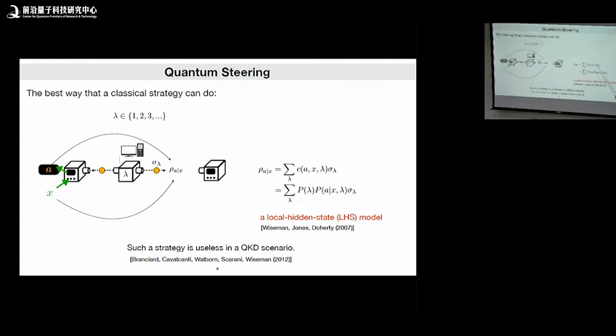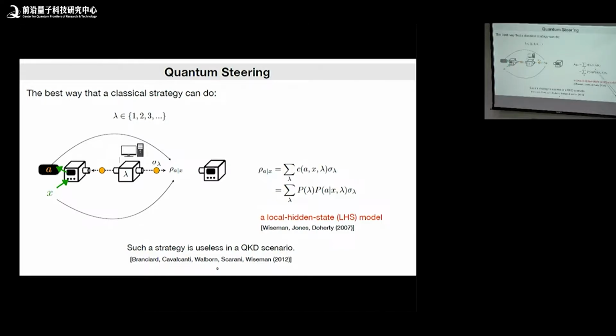So this is nothing but a convex combination of the state sigma lambda. It's very simple: by doing some convex combination of this sigma lambda, one can obtain the final updated state. And because in the quantum information scenario, what we focus on is a probability distribution, this kind of coefficient can be represented by the probability of lambda and the probability of the measurement outcome A, depending on X and lambda.